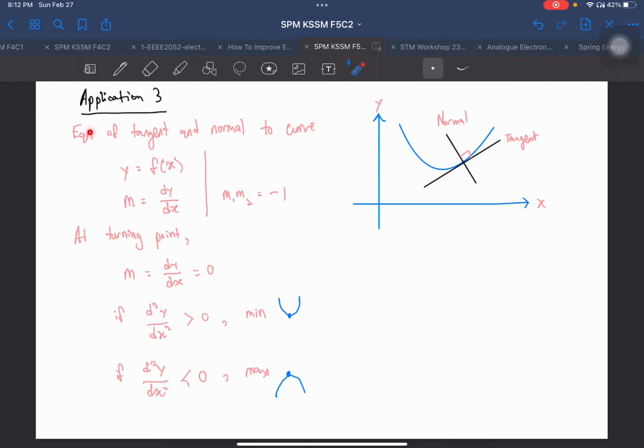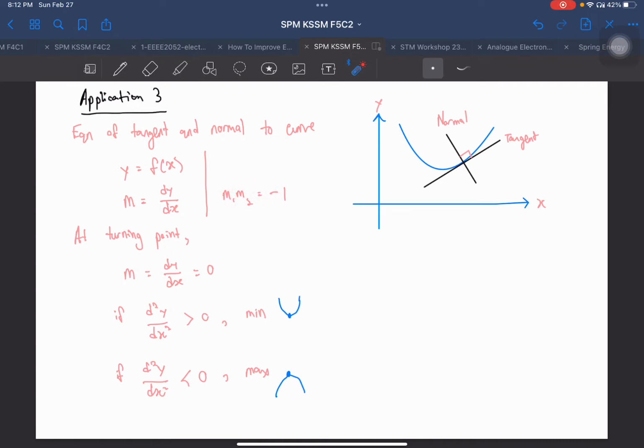Today let's continue with differentiation part 5, application 3, which is equation of tangent and normal to curve. So if you are given a y equals f(x) function, your dy/dx is actually the gradient of the curve. And using m1 times m2 equals minus 1, you get the gradient of the normal.